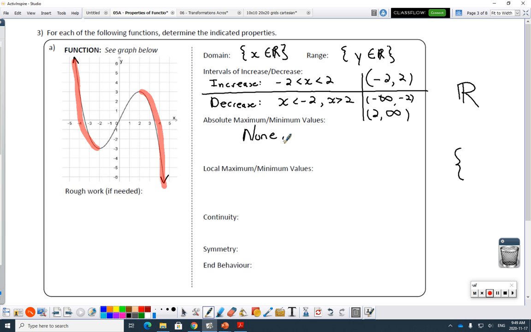Local max and mins. Oh, we do have local max and min values. Here, f at -2 equals -3. That's a min. And then the max is f at 2 equals 3.